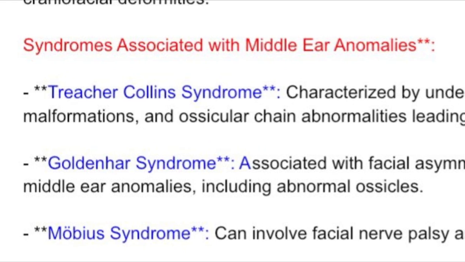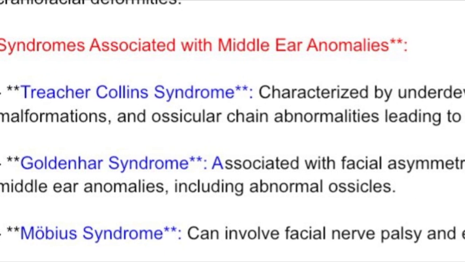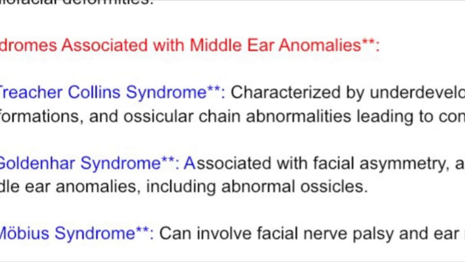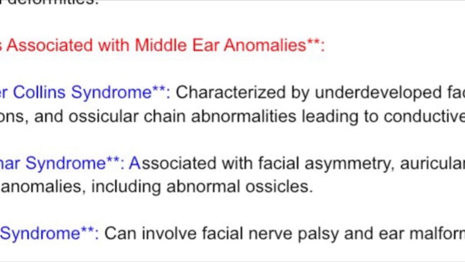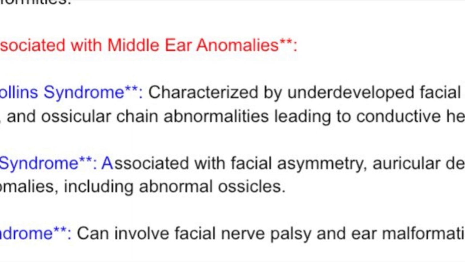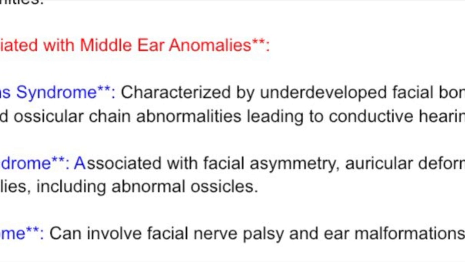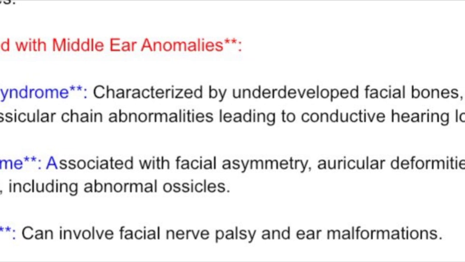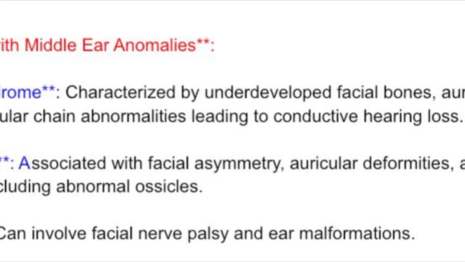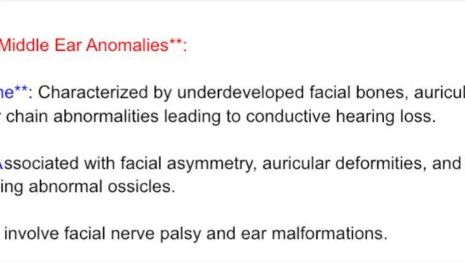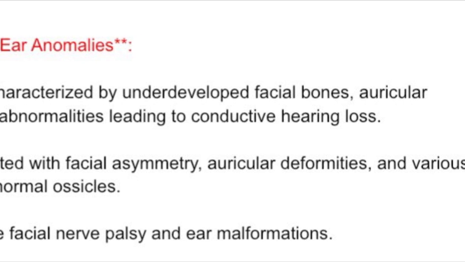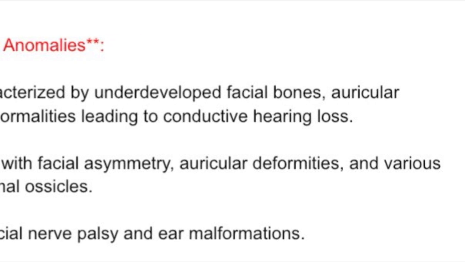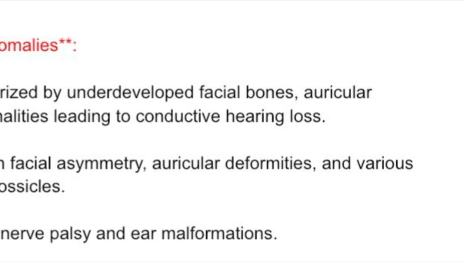Syndromes associated with middle ear anomalies include Treacher-Collins syndrome, characterized by underdeveloped facial bones, auricular malformations, and ossicular chain abnormalities leading to conductive hearing loss. Goldenhar syndrome is associated with facial asymmetry, auricular deformities, and various middle ear anomalies, including abnormal ossicles. Mobius syndrome can involve facial nerve palsy and ear malformations.